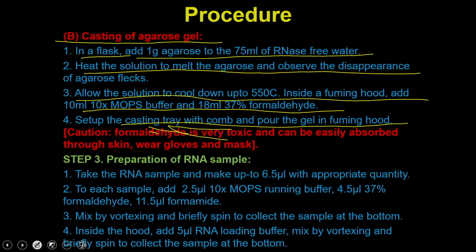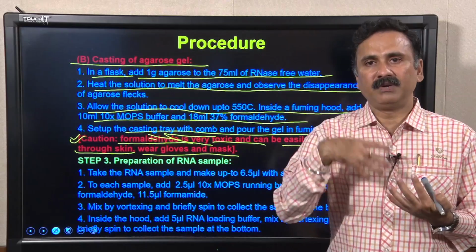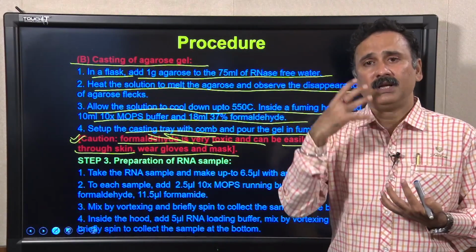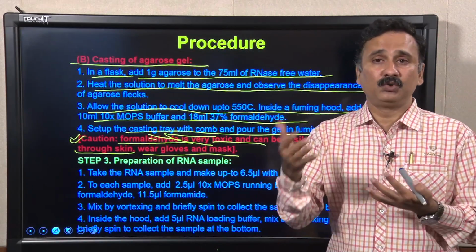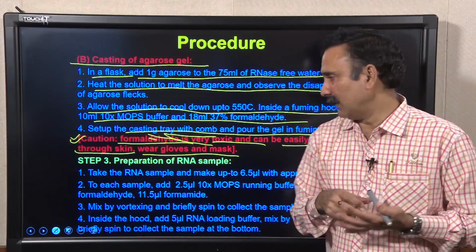At this stage you have to take great care, because formaldehyde is very toxic and can be easily absorbed through skin. Wear gloves and you have to use the mask, because formaldehyde evaporates very easily, so that it can actually get into your body through breathing. That is why you have to use the mask as well as wear the gloves, so that it does not get absorbed through skin as well.